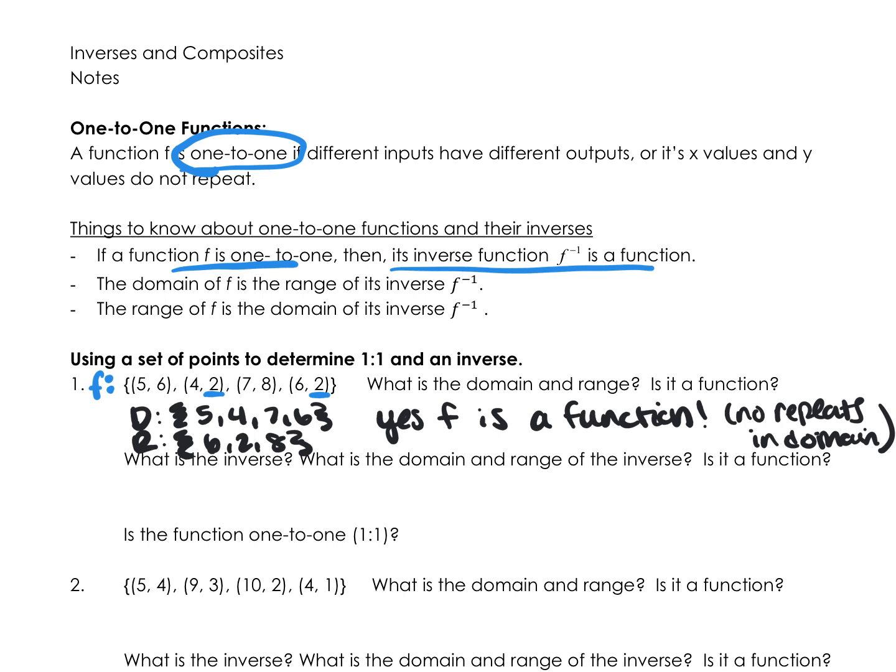What's the one thing we want to remember about inverses? Switch the x and y. So if I'm going to switch the x and y here, what will f inverse look like? What will be the first point on f inverse? Not 5, 6, but 6, 5. And the second point will be not 4, 2, but 2, 4. And then 8, 7. And then 2, 6. So that's f inverse. Remember, I use this little -1 here in the power to talk about f inverse.